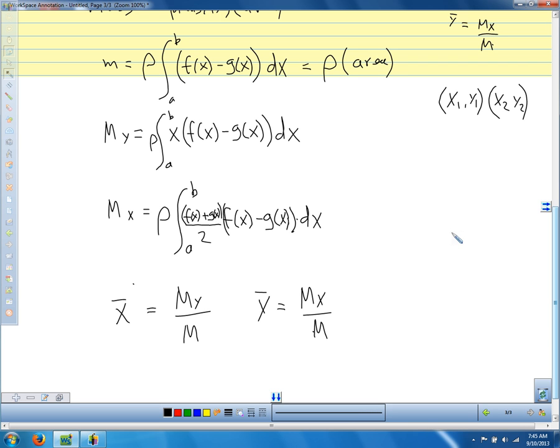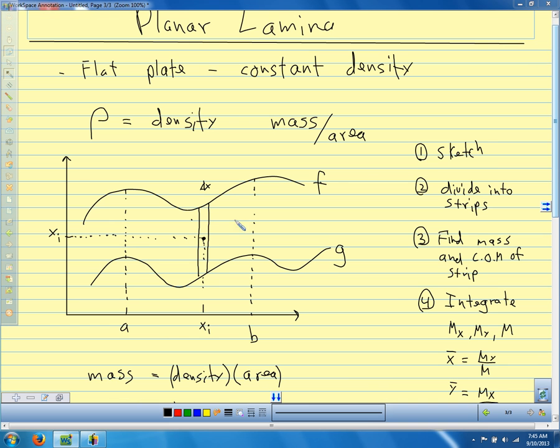All right, do we have any questions on our development of the center of mass? What the center of mass tells us is that if we put a pencil at the center of mass of that planar lamina, that planar lamina would balance on the tip of our pencil, balancing flat.